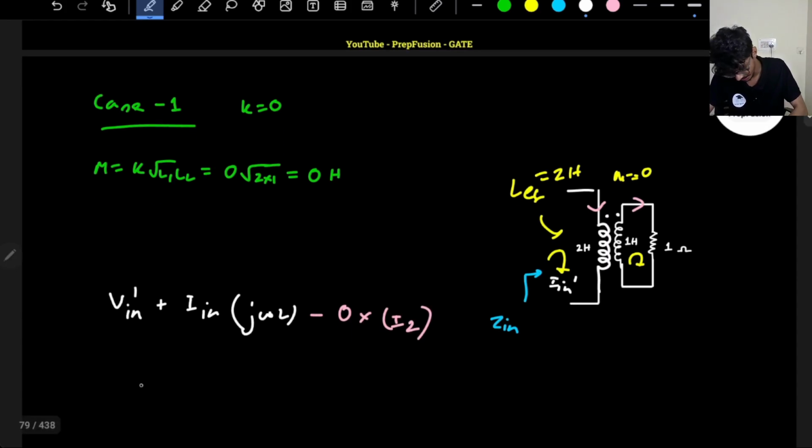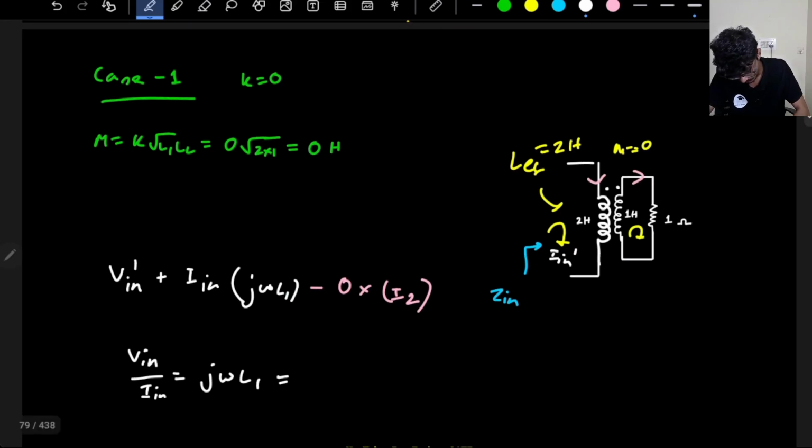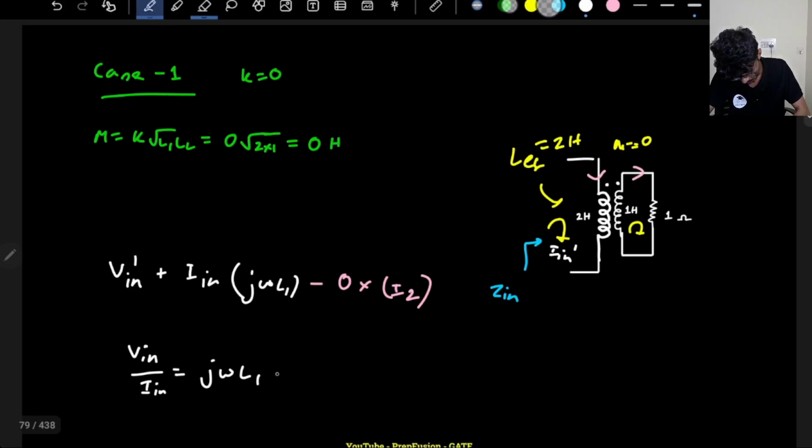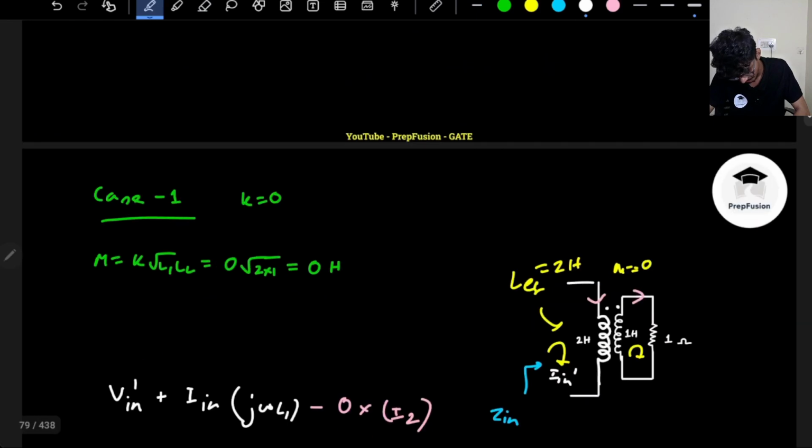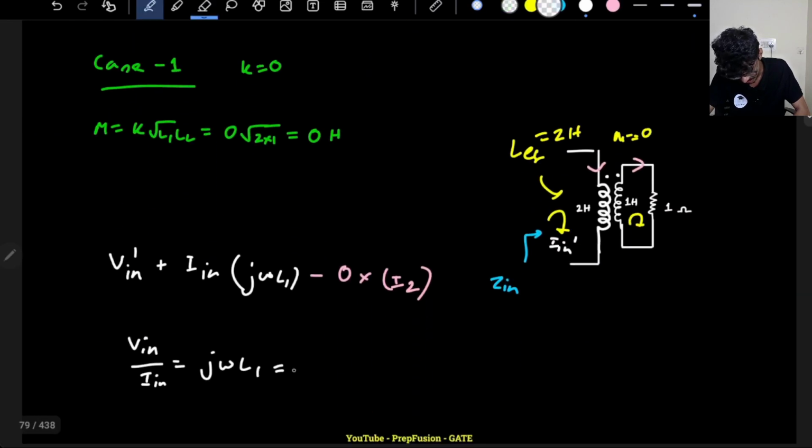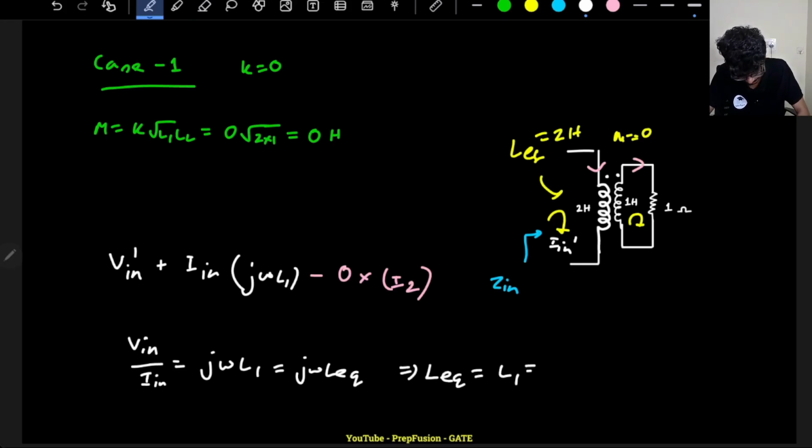So basically my V in dash upon I in dash comes out to be j omega L1 only, the inductance of the primary. So it is j omega L1, basically j omega L equivalent. From here I can directly write what my L equivalent is. L equivalent is L1 only, that is 2 Henry.